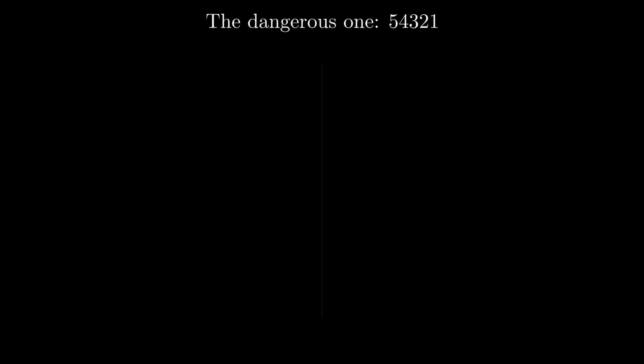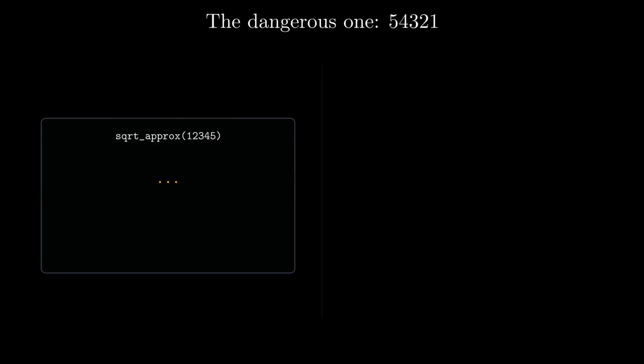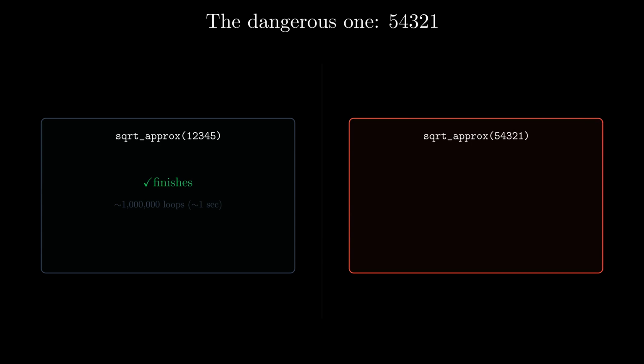Now the dangerous one. We feed it 12,345. There is a brief pause while the loop runs about 1,000,000 times and then it answers. Fine. Next, we feed it 54,321. That is roughly 5 times larger, so we expect maybe 5 times the wait, a few seconds.